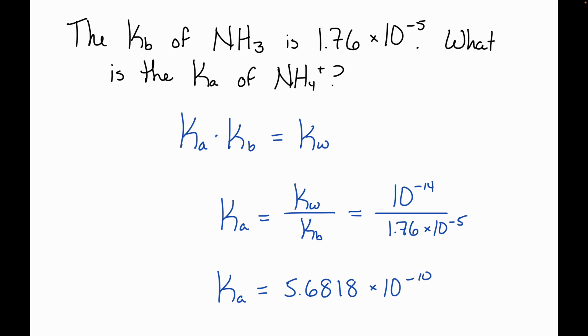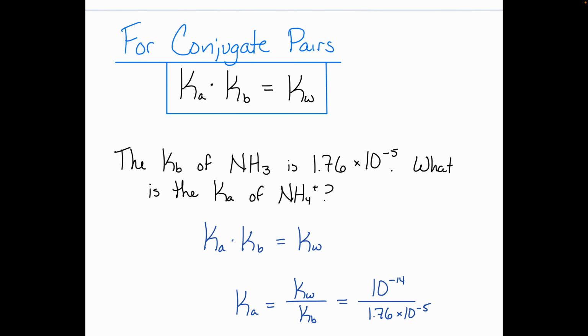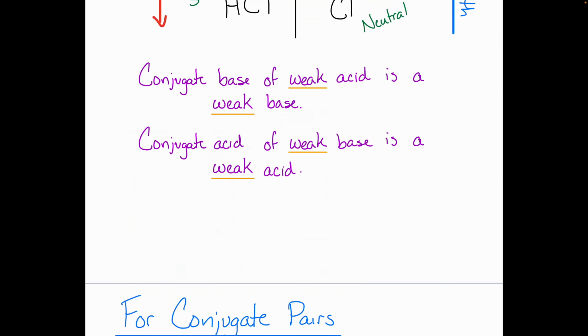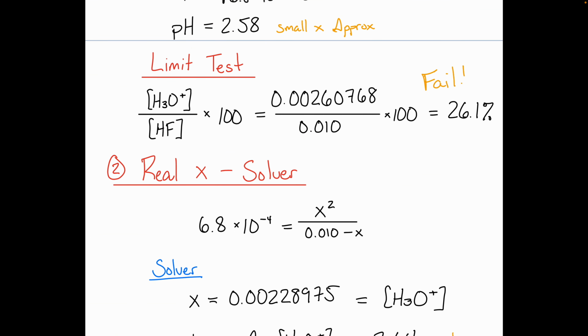All right, so if I know the Kb value of this base, I can look that up on my table. I can figure out what the Ka of its conjugate acid is, right? Because I have this equation here that works only for conjugate pairs. But if we know the strength of an acid, we can figure out the strength of its conjugate base. Likewise, if we know the strength of a base, we can figure out the strength of its conjugate acid. Cool.